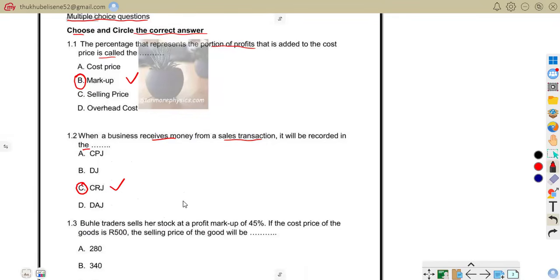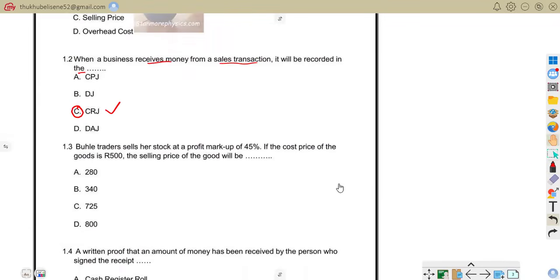We know very well that a cash receipts journal is a specialized accounting journal used to record all cash inflows or receipts, such as cash sales, debtors' payments, and other cash receipts. So it's a book of original entry where cash transactions are recorded chronologically. So that is that, good people. Now let us move on to 1.3.